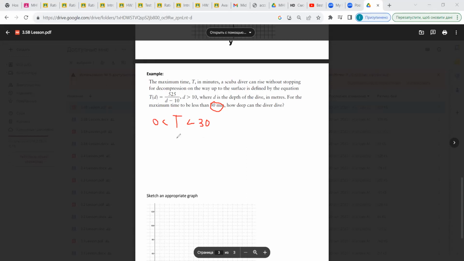So in the case of 30 minutes, we have a ratio: 30 equals 525 divided by d minus 10, right? We know that d is greater than 10. That's a requirement, even according to this notation, because the denominator cannot be equal to 0.